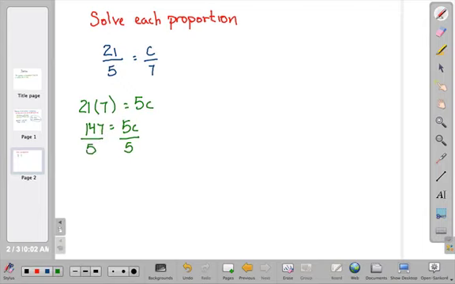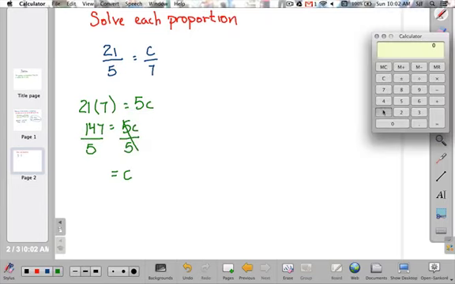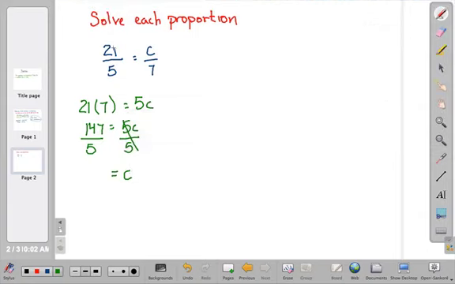5 divided by 5 cancels out, so we're just left with c is equal to, remember you read this going down, whatever 147 divided by 5 is. So 147 divided by 5 is equal to 29.4. So our answer is 29.4. And that's what we'd have to put in here for c in order to make these two ratios proportional to each other.